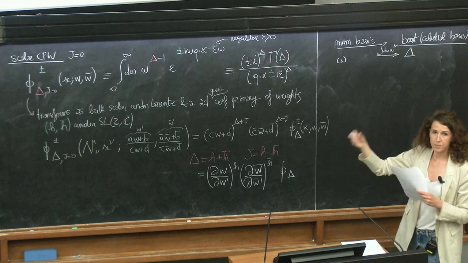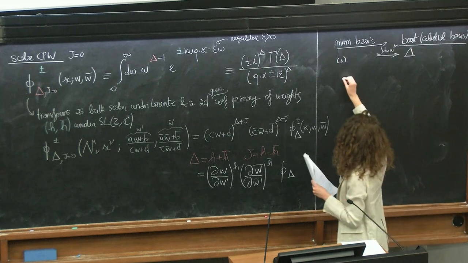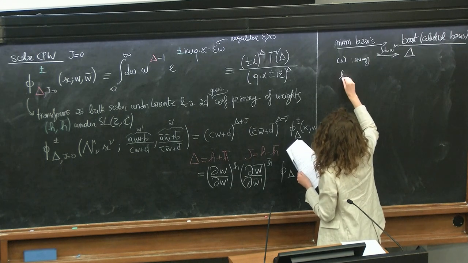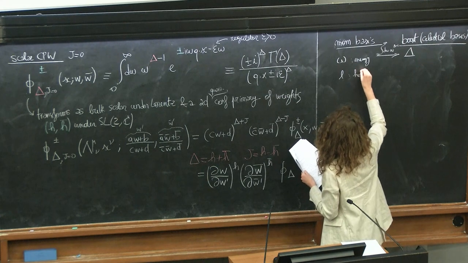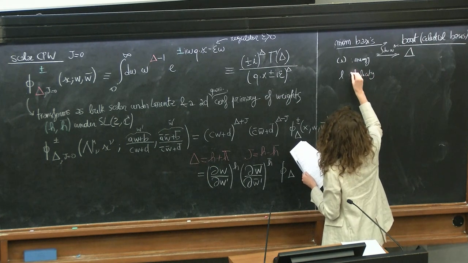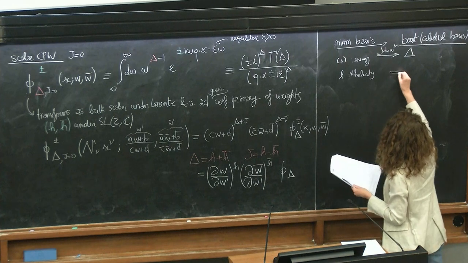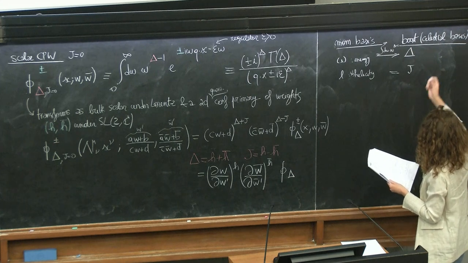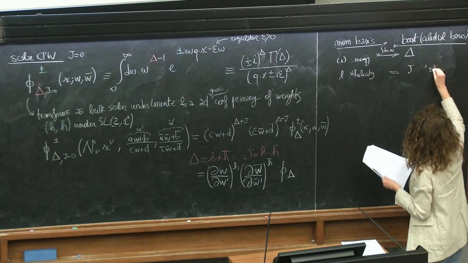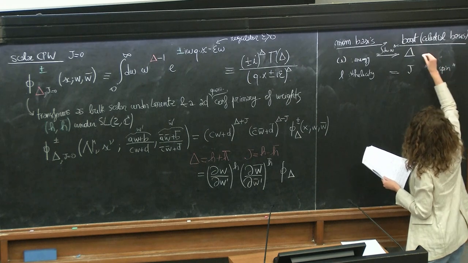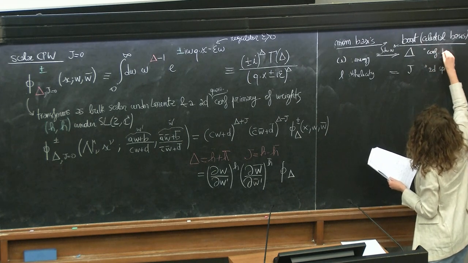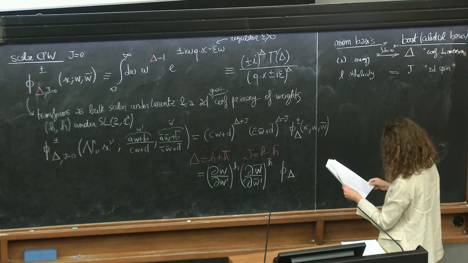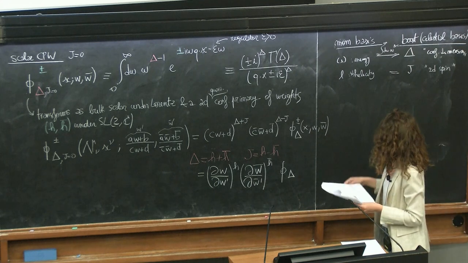And if we have a spinning particle in the bulk, besides the energy it will carry a helicity L. And this will simply be identified with the 2D spin, it will just be equated. So this is the 2D spin, and this is the conformal dimension.